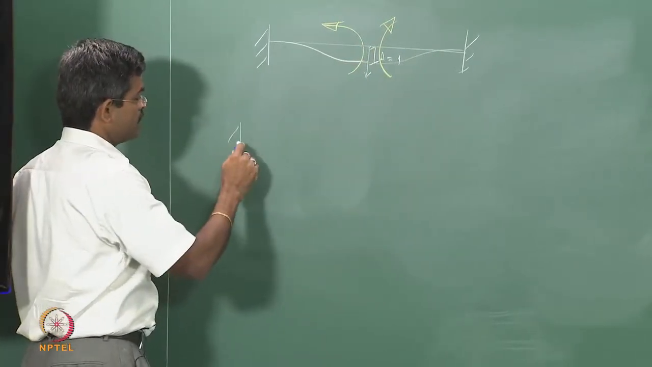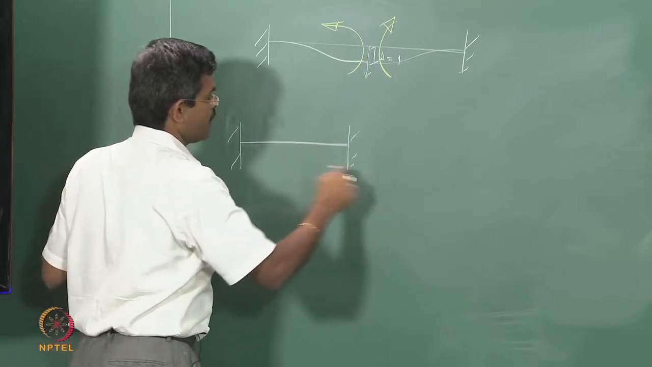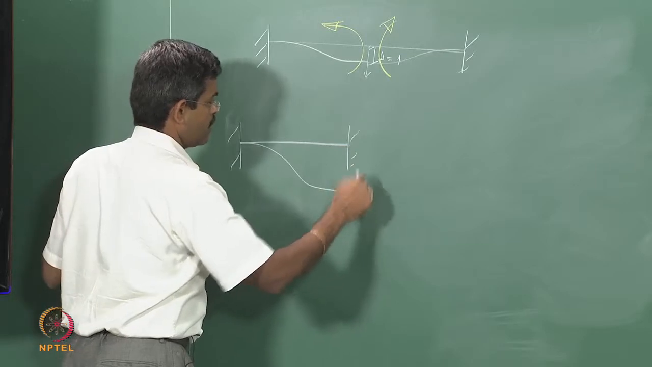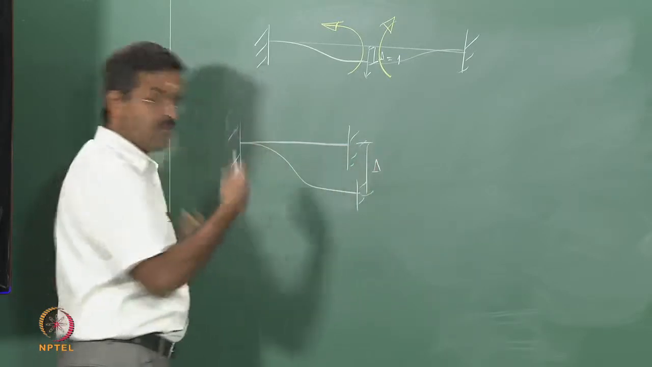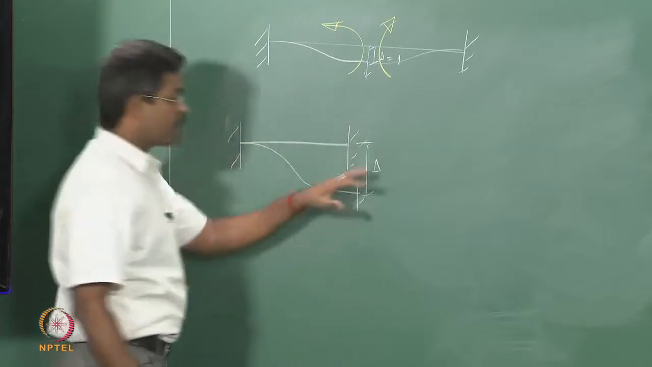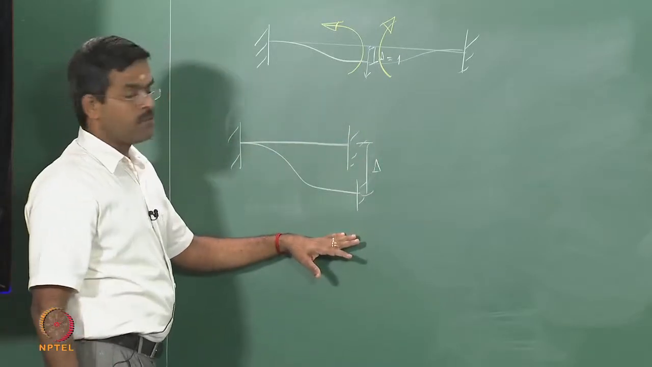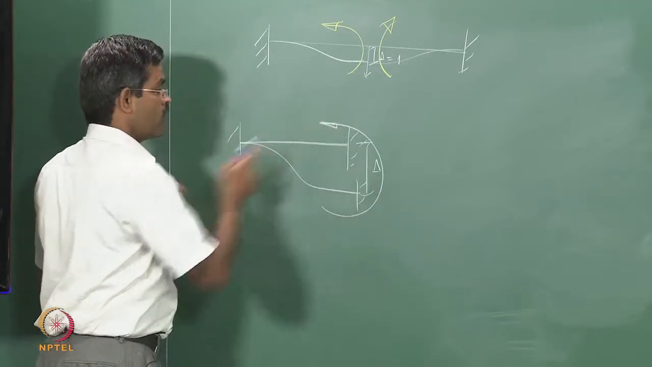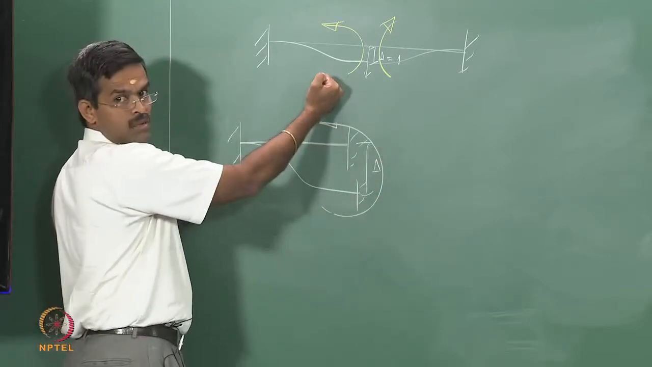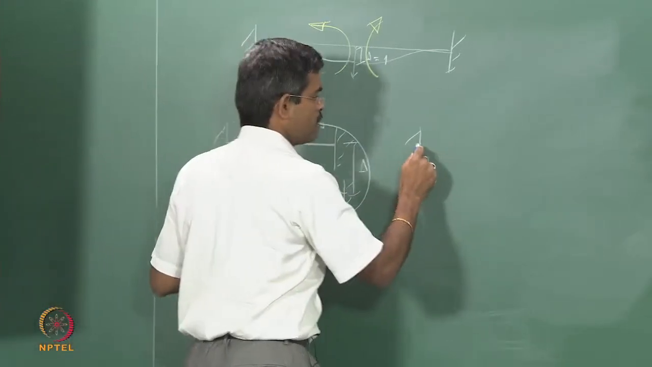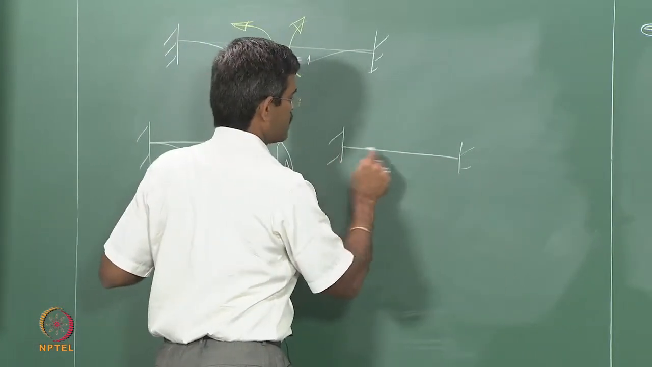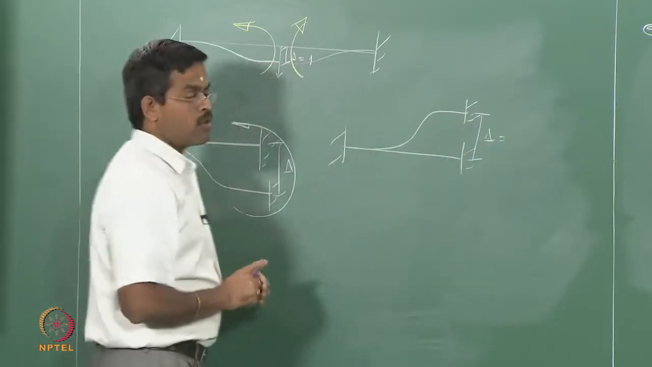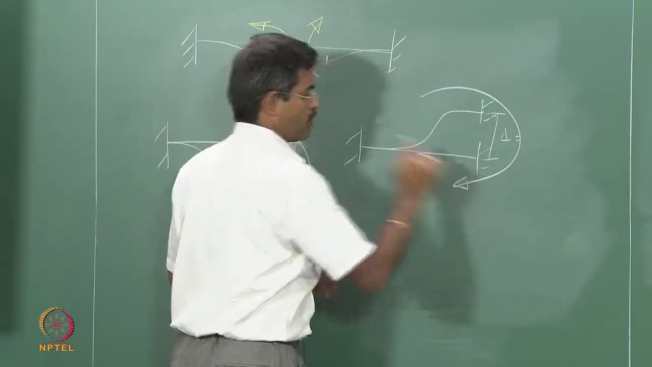I have a beam like this. Now this support is settled by delta, maybe any value. When the support is settled by delta, it is always understood that the structure should reach its original position. So you have to bring this back to original. Suppose the structure rises like this, which is also delta. Now you have to bring the structure back to normal.